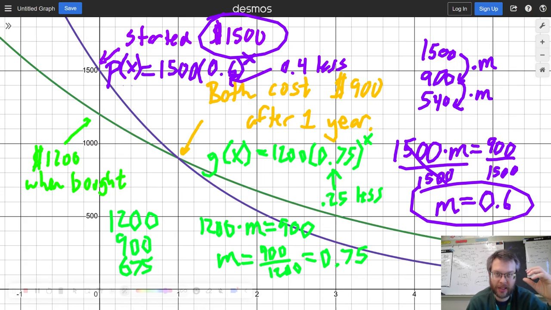And just remember that the key number is 1. If you keep 100% of your value, you have a horizontal line. So the more value that you keep, the flatter. The more value that you lose, the steeper.